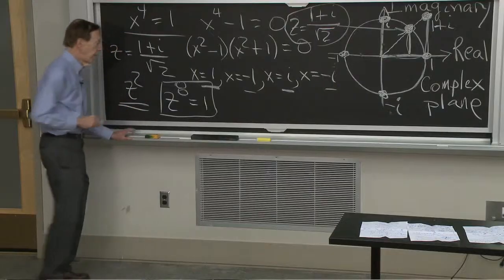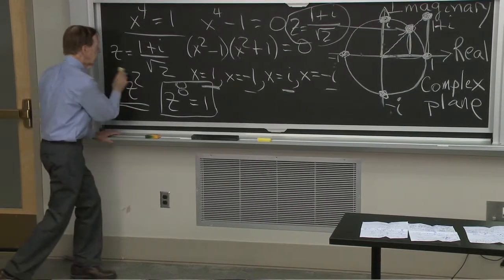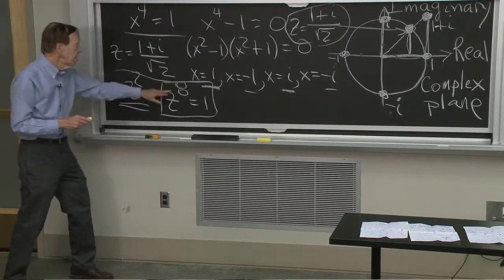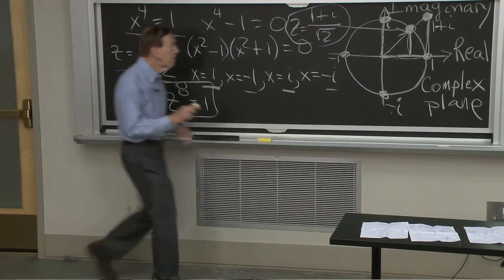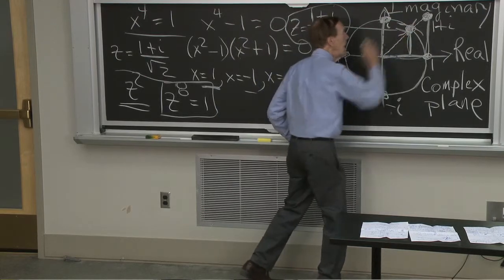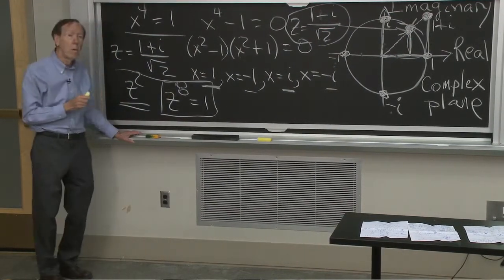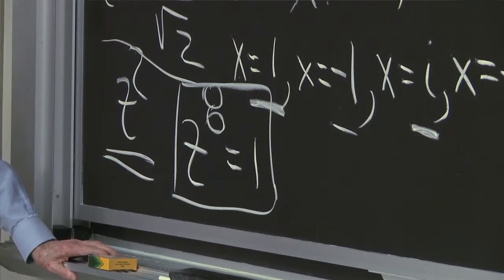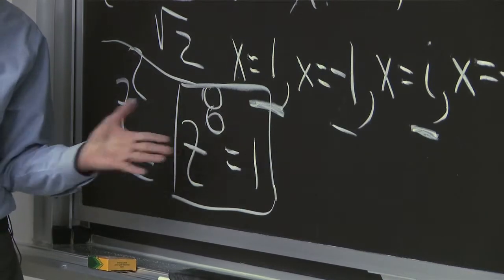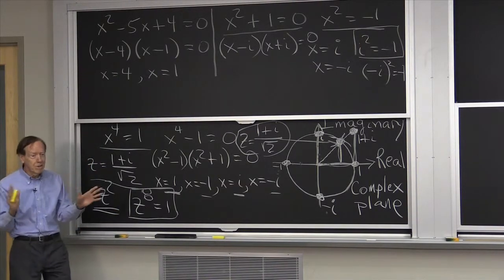In fact, this z, this wonderful z, its 8th power will be 1. So this number right here is a solution to the equation z to the 8th equal 1. And we know how many more solutions we expect? 7 more to make 8 altogether. Can you find them? Okay, that gives you more than enough to do. Thanks.